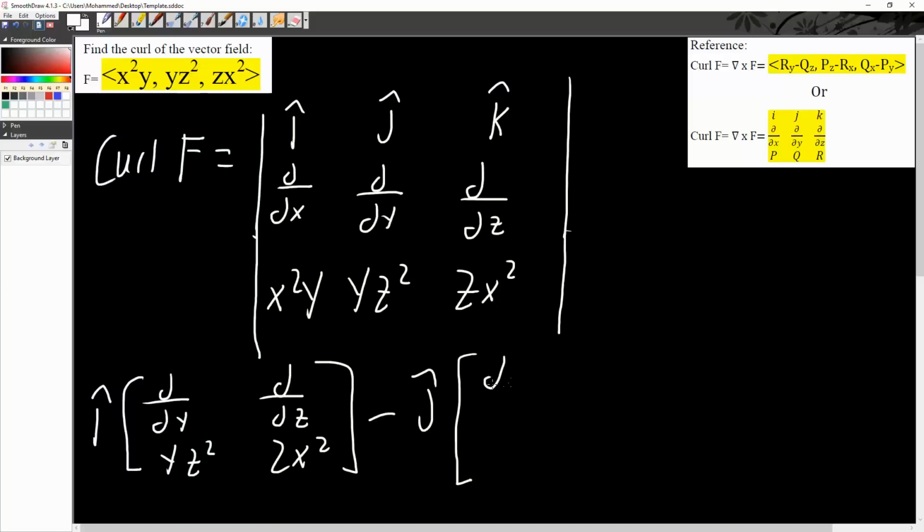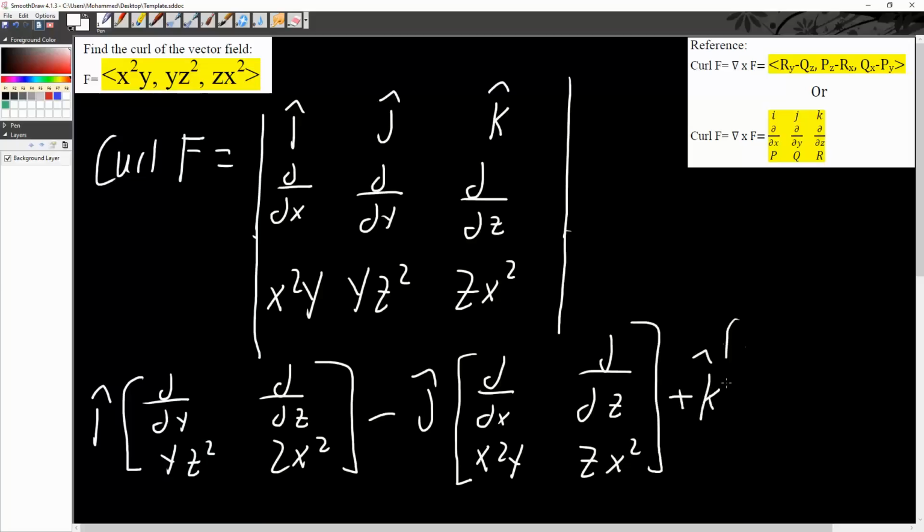So partial derivative in terms of x, then x squared y, and then a partial derivative in terms of z, and then z x squared, and then we do k, so positive k. If we go right, we have no elements. So we go diagonally to the left, and we draw a box around these four. So it's going to be partial derivative in terms of x, x squared y, partial derivative in terms of y, and y z squared.